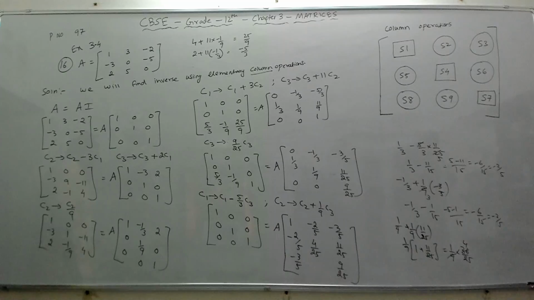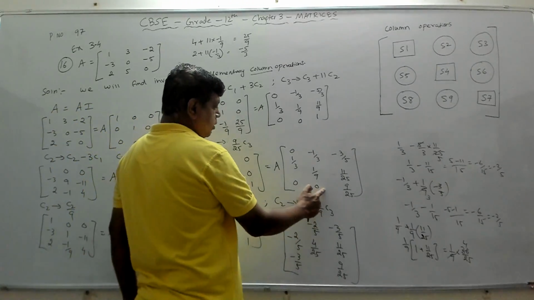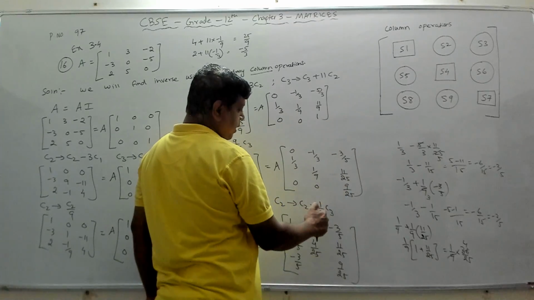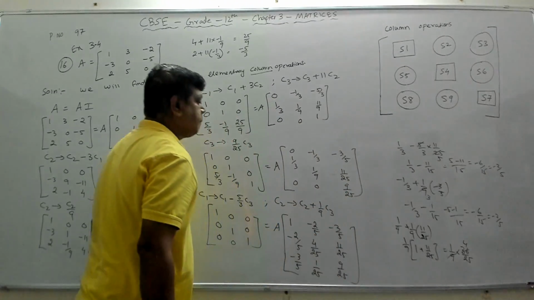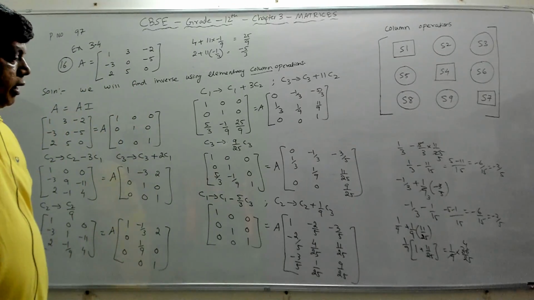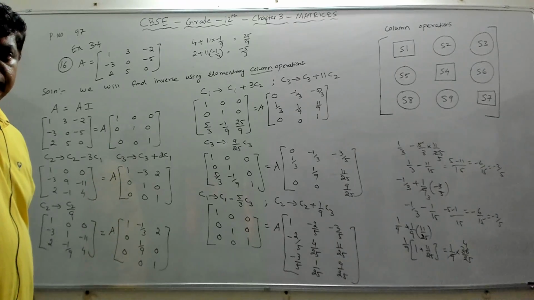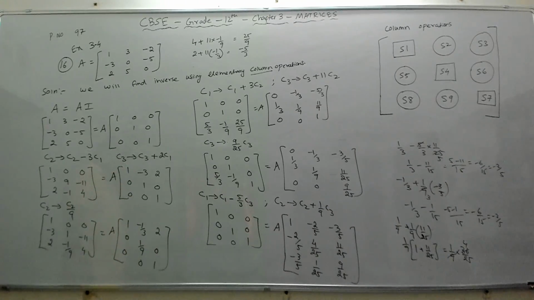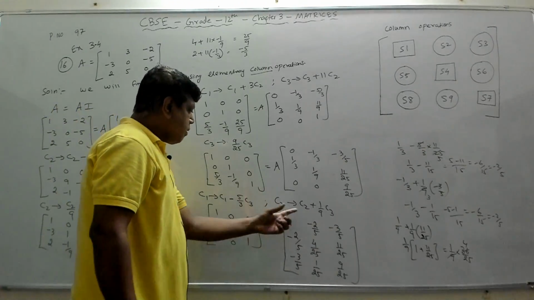Fine. Then the last one is 0 plus 1 by 9 into 9 by 25, which will give me 1 by 25. Fine. So what we have done? We have applied both the operations in the same step.